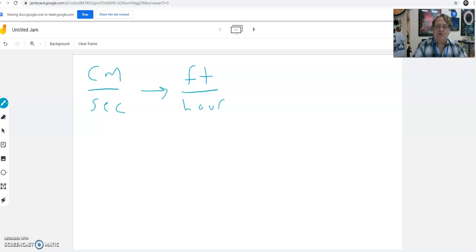The only other thing we need to note here, besides a couple of the simpler ones like the 60 seconds in a minute, etc., we should know that there are 2.54 centimeters in 1 inch. Okay, so let's take a look.